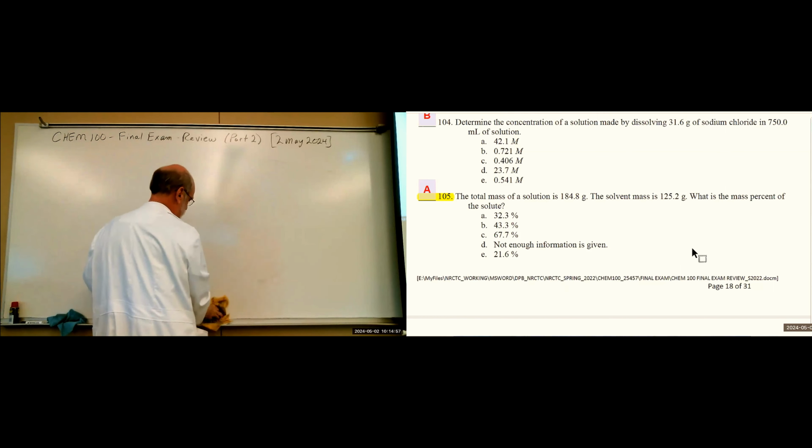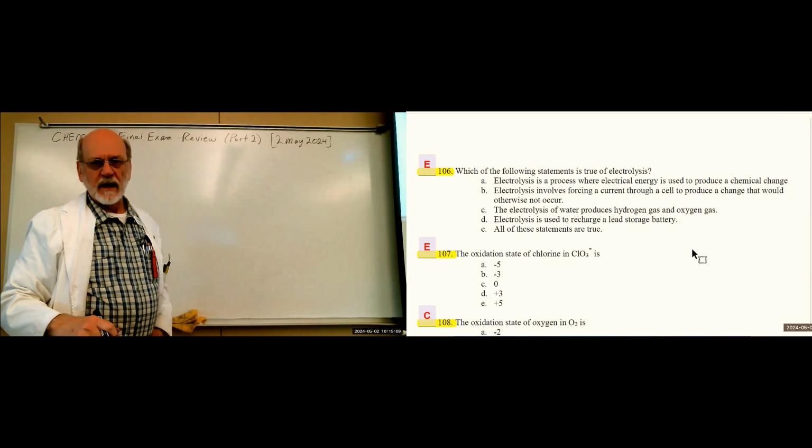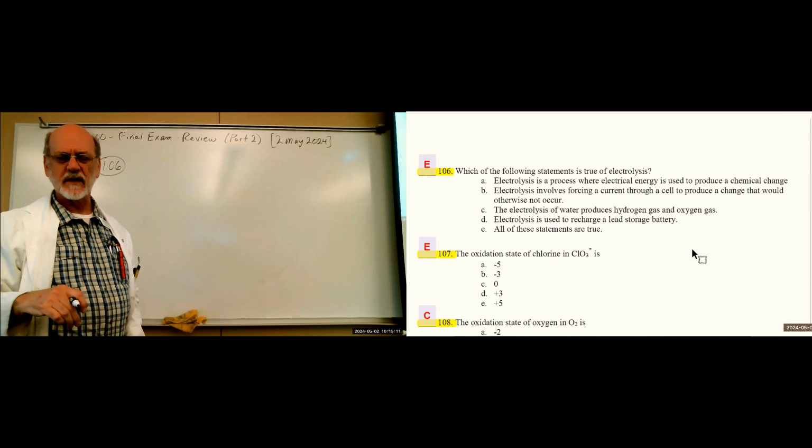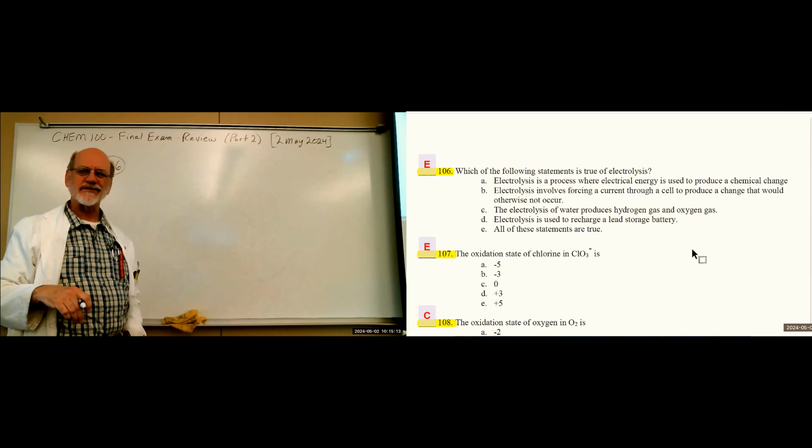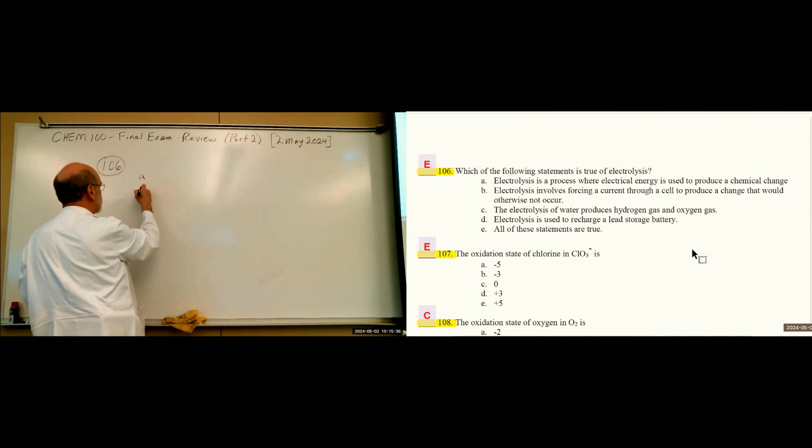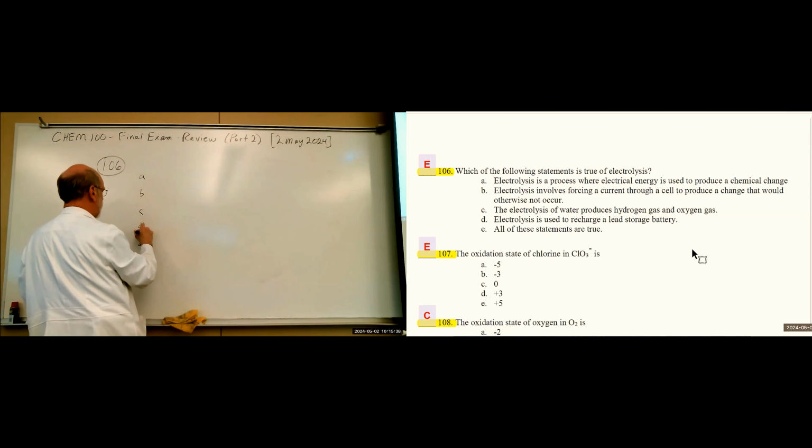All righty, 106. Time. Okay, we're good. Electrolysis. What is electrolysis? Electrolysis is a spontaneous oxidation reduction reaction, which is forced to go in reverse in the non-spontaneous direction. That's electrolysis. Let's see, which one of these fits? A, B, C, D, or E?